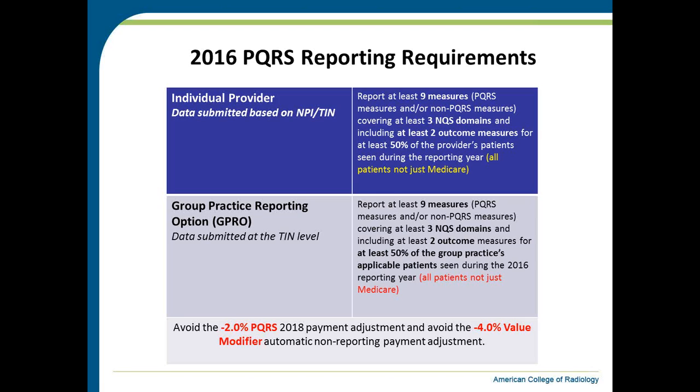And if you're doing group reporting, everything is analyzed by CMS by your tax ID number. So if you have at least 9 measures across 3 domains for at least 50% of your group's patients, then you would have met the PQRS reporting requirements. And essentially what you're avoiding by participating in the program is anywhere from a -2 to -6% adjustment for not reporting. So keep that in mind. Your magic numbers are 9, 3. If you are group reporting, it's not each individual physician. It's across your entire group.